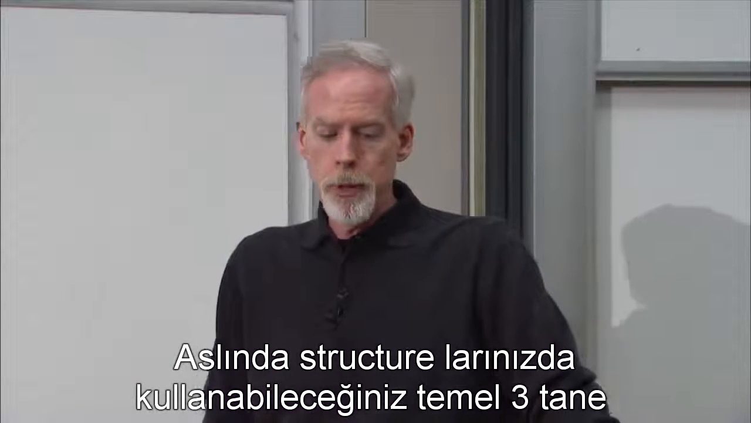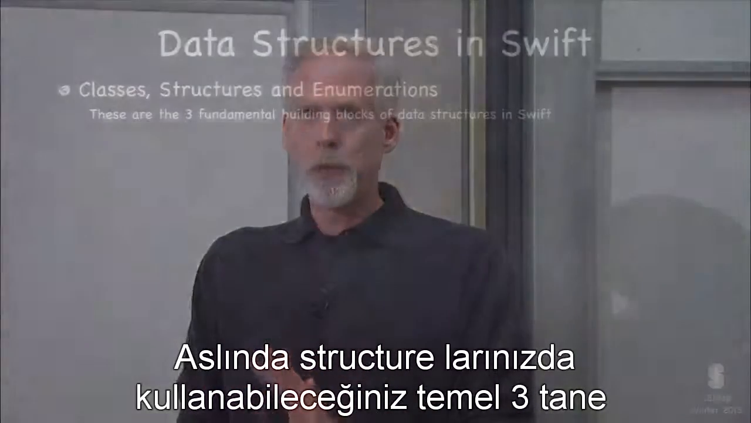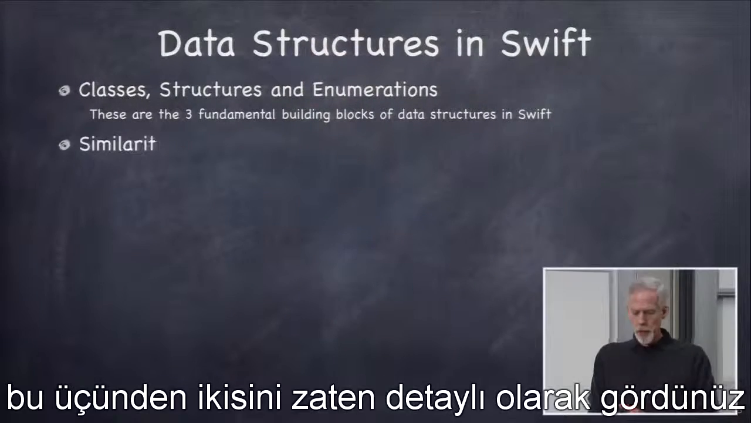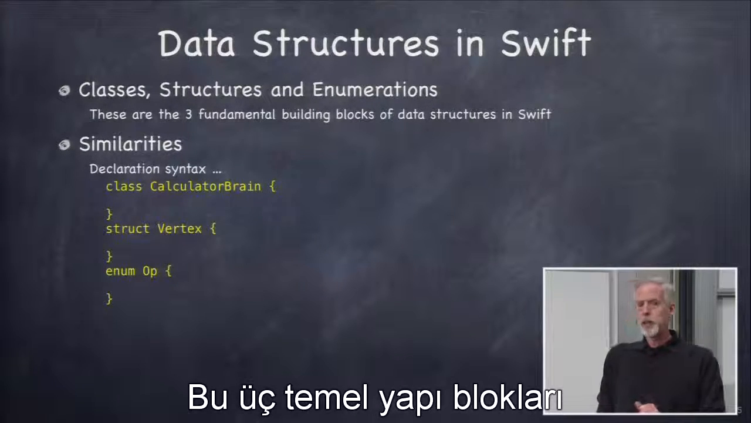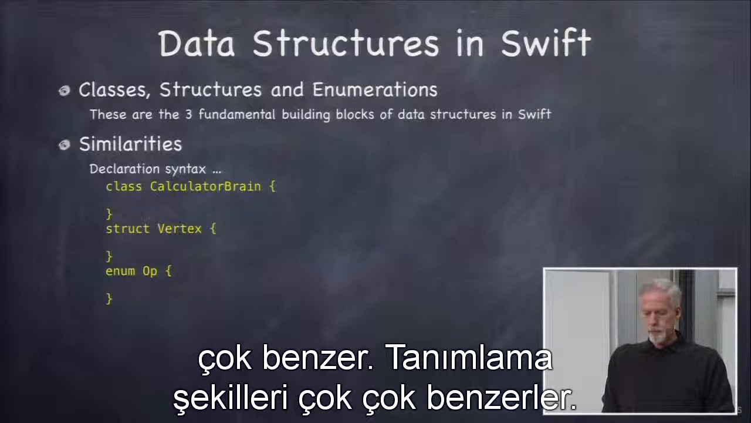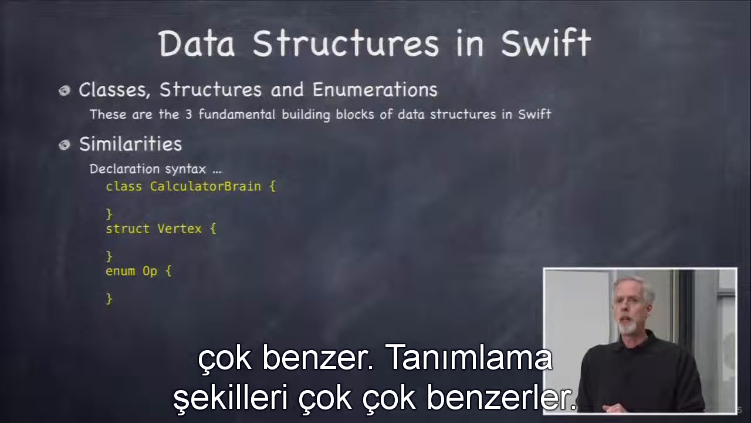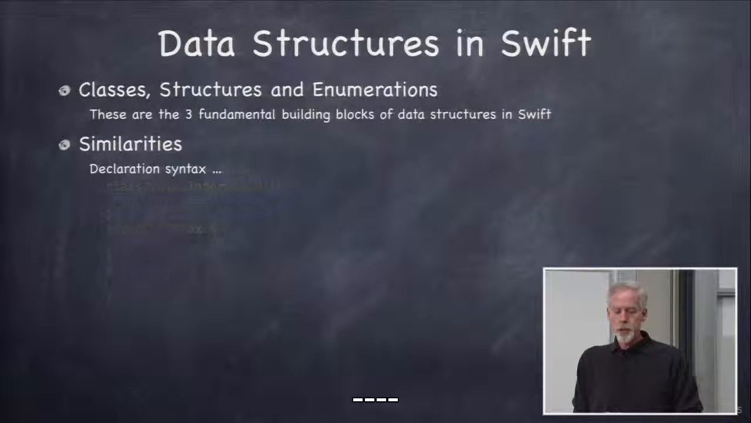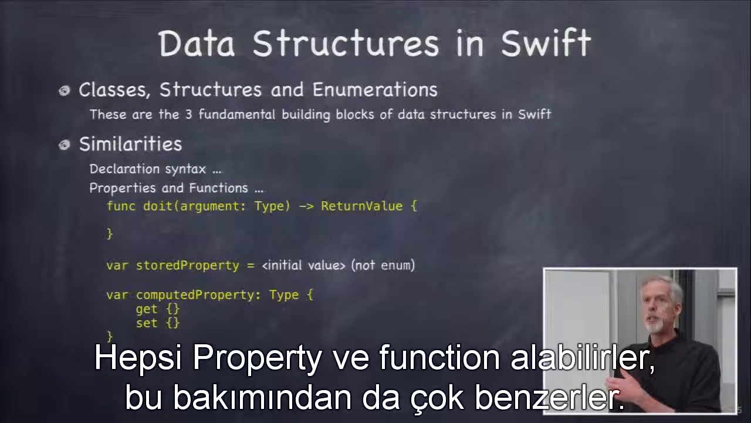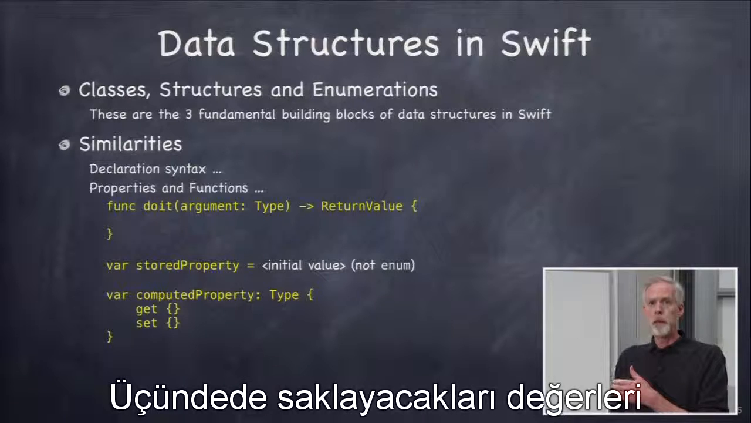There's really three fundamental building blocks for your data structures that you might build. And you've seen two of the three of them in detail. But they are class, struct, and enum. They're the three basic building blocks. And they look very similar. Their declaration syntax looks very similar, right? The only difference is whether it's class, struct, or enum, but otherwise it looks the same. They're also very similar in that they can all have properties and functions. All three of them.